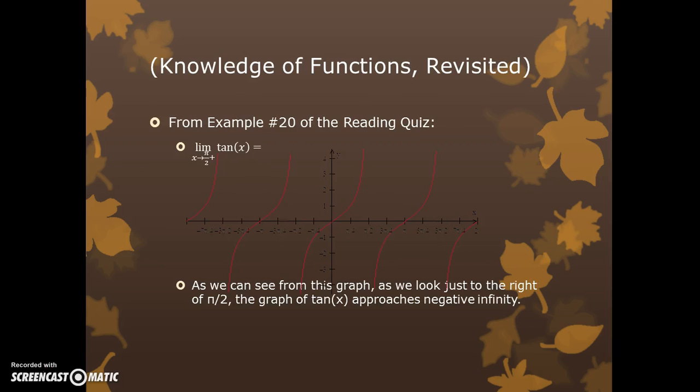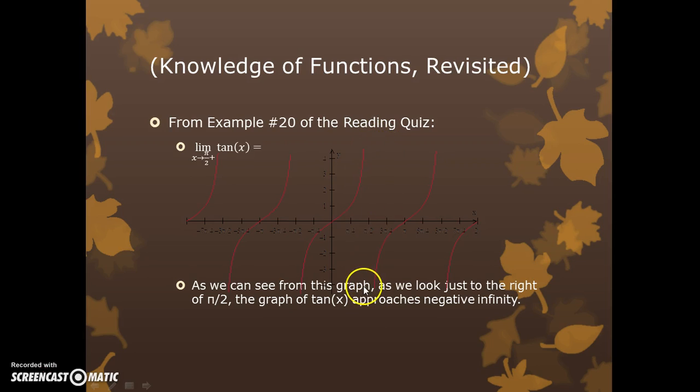Finally, again, knowing what a function looks like can help you figure out what a limit is. For example, from number 20 of the reading quiz, if you wanted to evaluate the limit as x goes to pi over 2 from the right of tangent of x, we can take a look at what the graph of tangent of x looks like. In this case, pi over 2 is right here, which is where one of the first vertical asymptotes is for tangent.